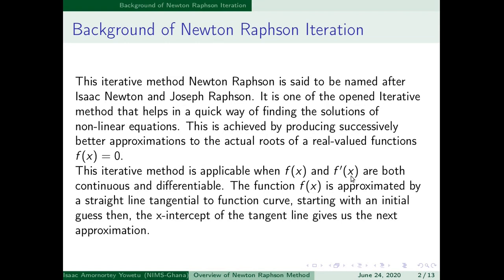So the function is approximated by a straight line tangential to the function curve, starting with the initial guess. Then the x-intercept of the tangent line gives us the next approximation, which we'll look at on the graph below.